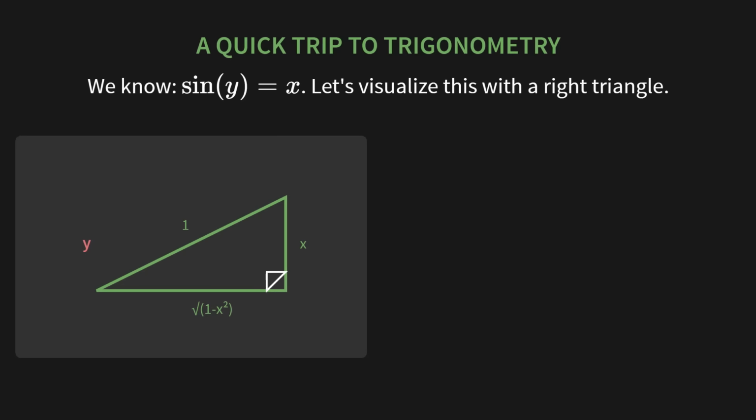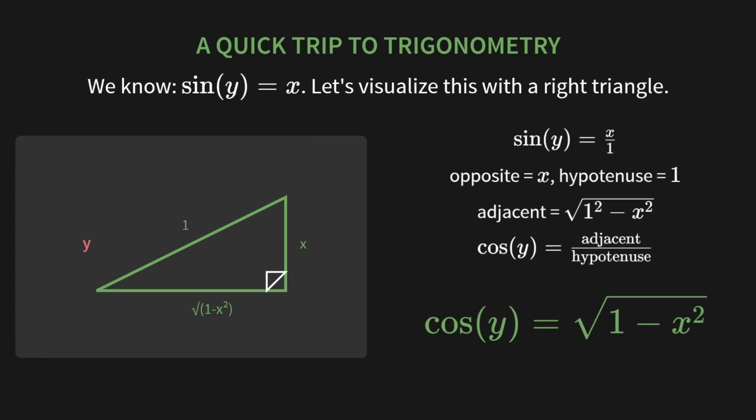Let's visualize this with a right triangle. Imagine an angle y. Sine is opposite over hypotenuse. So if sine of y is x over 1, the opposite side is x, and the hypotenuse is 1. Using the Pythagorean theorem, the adjacent side must be the square root of 1 squared minus x squared. So what's cosine of y? It's adjacent over hypotenuse. That means cosine of y equals the square root of 1 minus x squared.